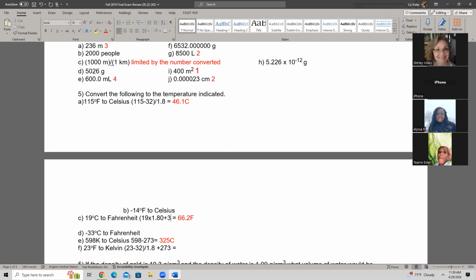Okay, that was correct. Plus 32, this was correct. This bottom one is also correct. I don't know what happened when I did that. 23 minus 32 gave me negative 9, right? Divided by 1.8 gave me negative 5. Then we add 273 to it and you get 268. That one is correct.